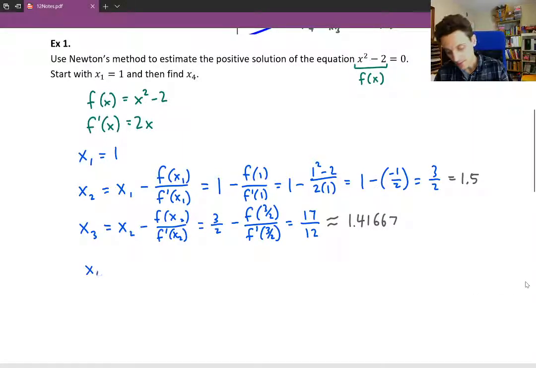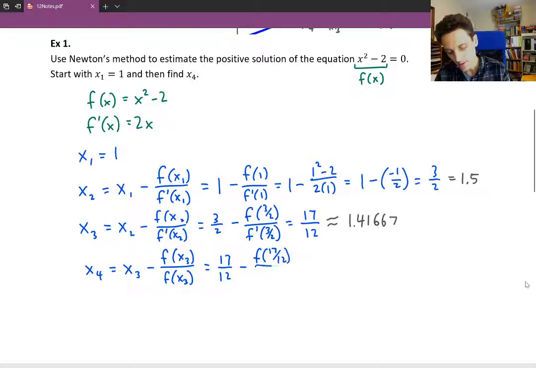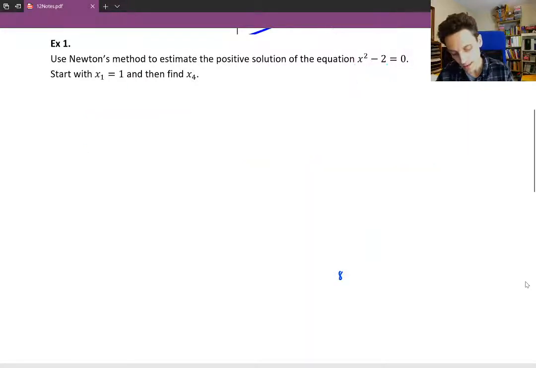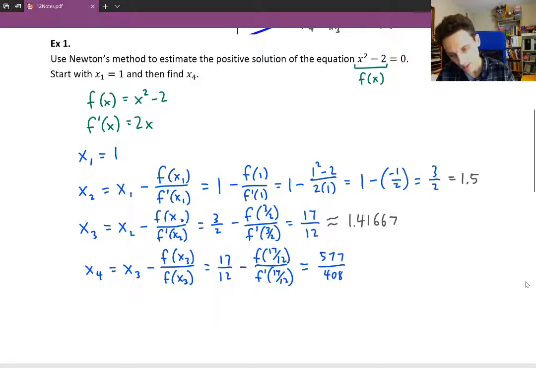Now we can find x sub 4. That'll be x3 minus f of x3 over f prime of x3. So that's 17/12 minus f of 17/12 over f prime of 17/12. This ends up giving you a fraction, 577 over 408, which is approximately equal to 1.41422.